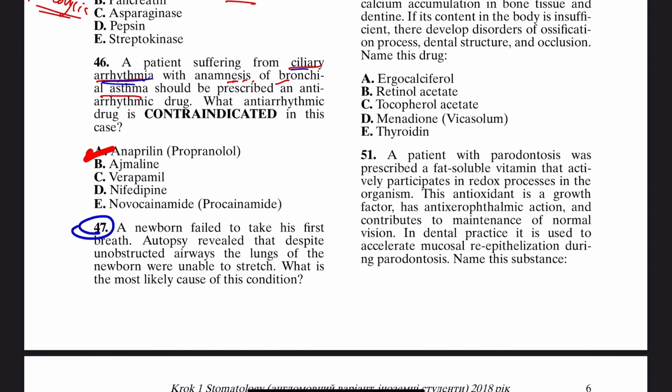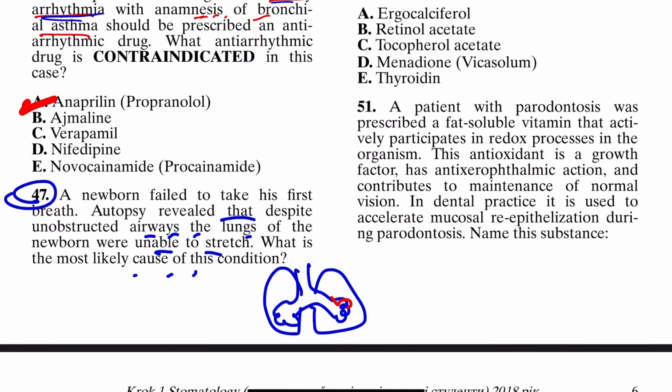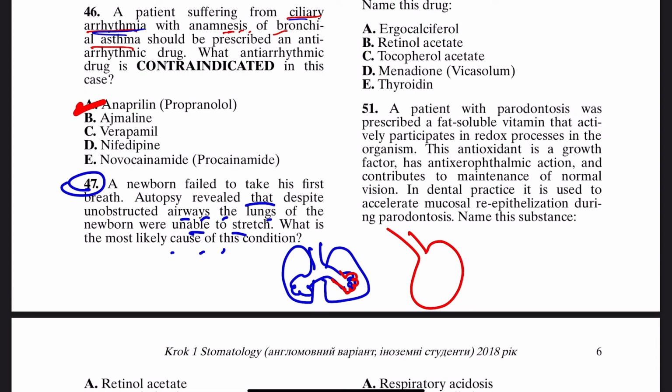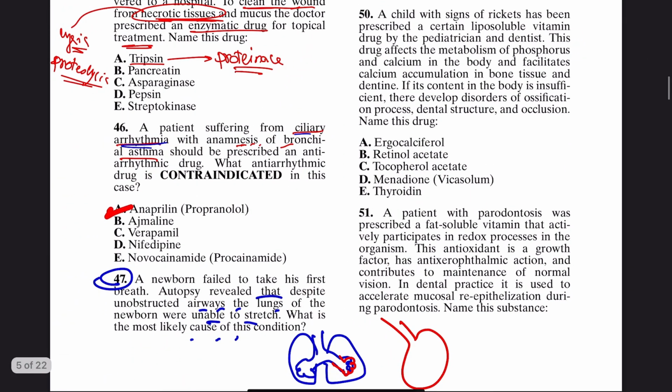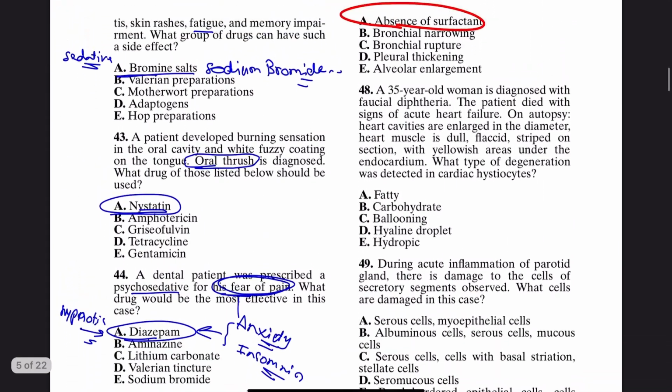A newborn failed to take his first breath. Autopsy revealed that despite unobstructed airways, the lungs of the newborn were unable to stretch. What is the most likely cause of this condition? So this newborn, there is no obstruction in his airway, but he cannot take his first breath. So it's because there is something called surfactant, okay, that enlarges the alveoli, makes the alveoli increase. So without the surfactant, we will have collapse of the alveoli. They will be very small and they will not be enlarged. So look out for the newborn. He cannot breathe. Okay, it's absence of surfactant. Usually it's a preterm baby or something.